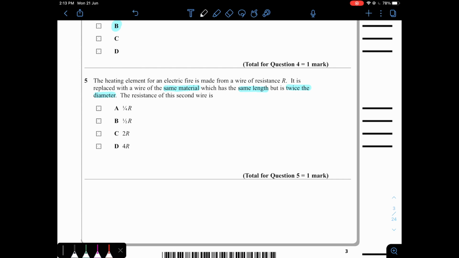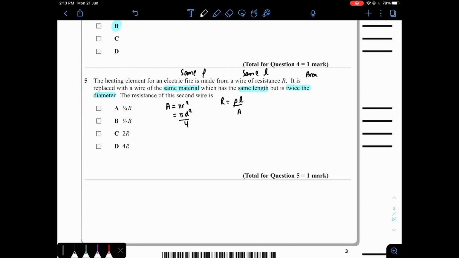Now we know that if it's the same material, it's going to have the same resistivity, right? Same length means same L. So the only thing that's going to change is the area, right? According to the equation, R equals rho L over A, where A is pi r squared, or pi d squared over 4 if we use diameter instead of the radius.